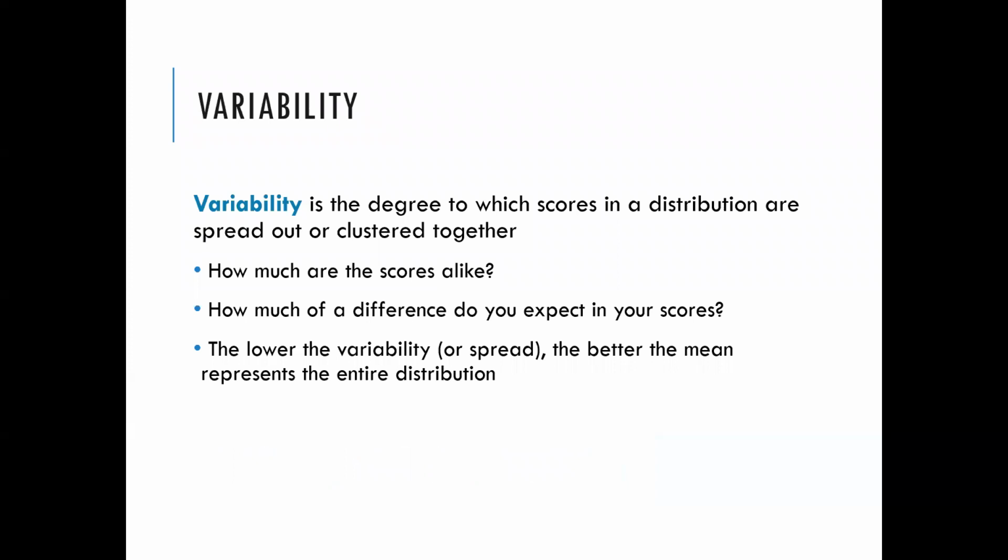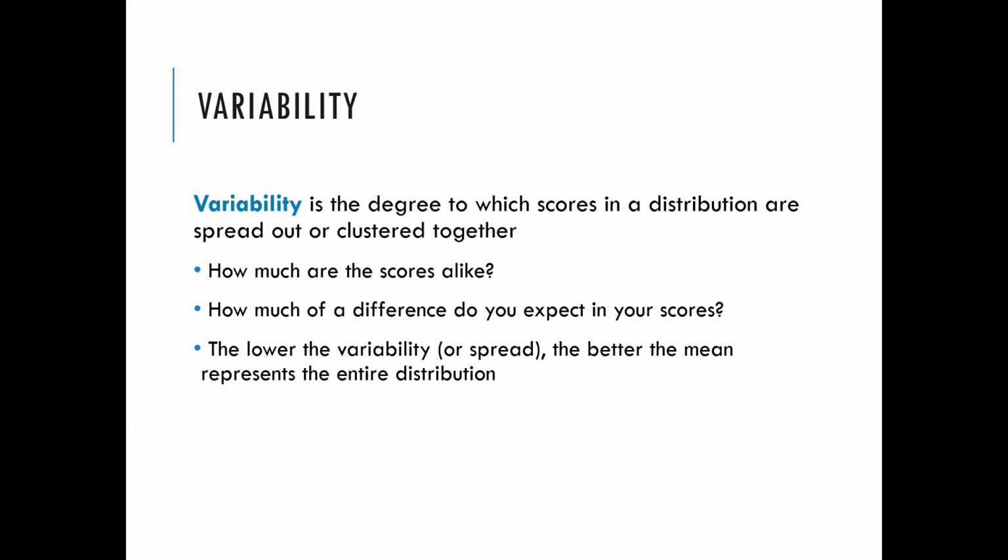So what is variability? Variability is the degree to which scores in a distribution are spread out or clustered together. So how much are the scores alike? Or in our previous example, how close together are the height measurements?